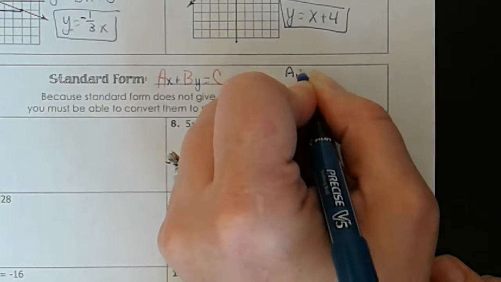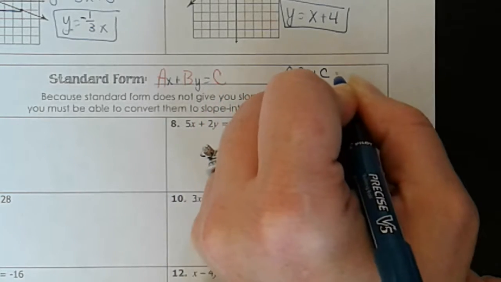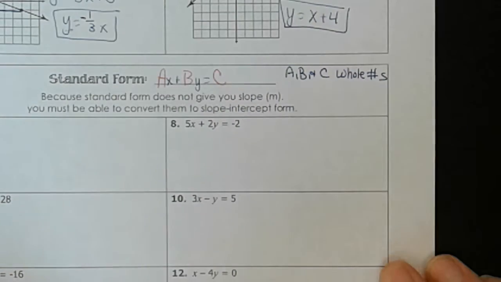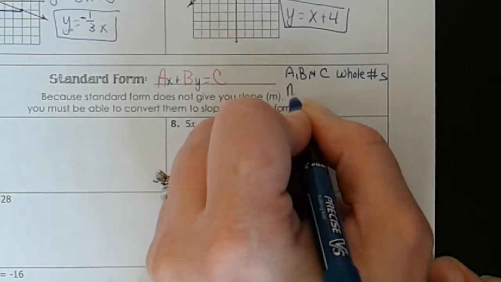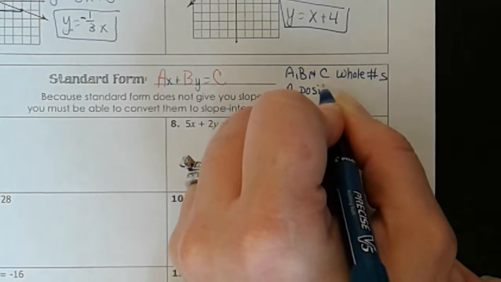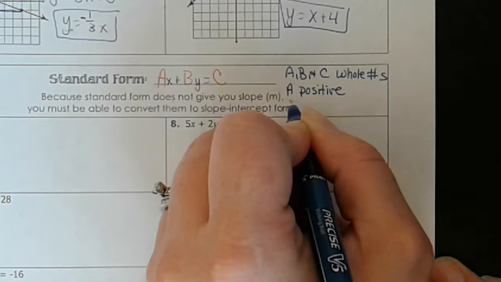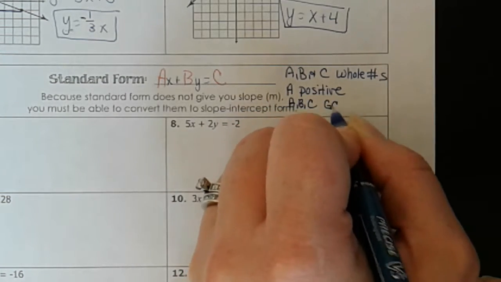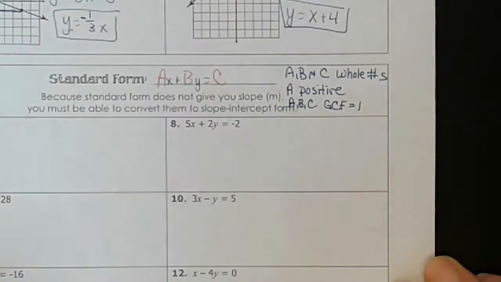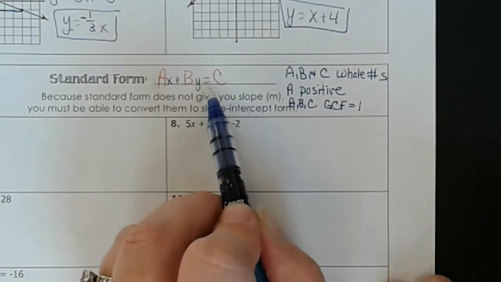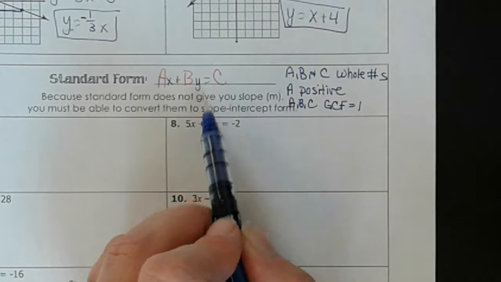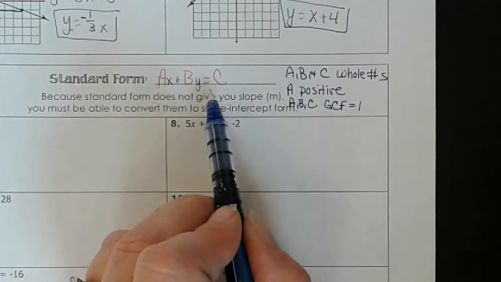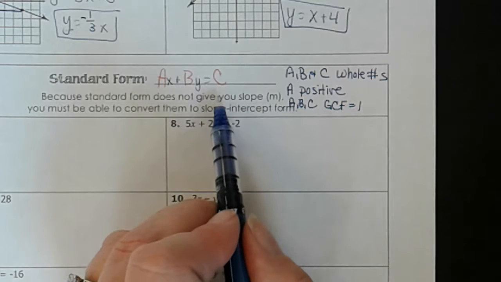So a, b, and c have to be whole numbers. A has to be positive. And a, b, and c have to have a GCF, or a greatest common factor, of 1. And what that means is that all three of these numbers can't be divided by the same number. So if you had 5, 5, and 10, well, you could divide all those by 5. So their greatest common factor is 5, not 1.